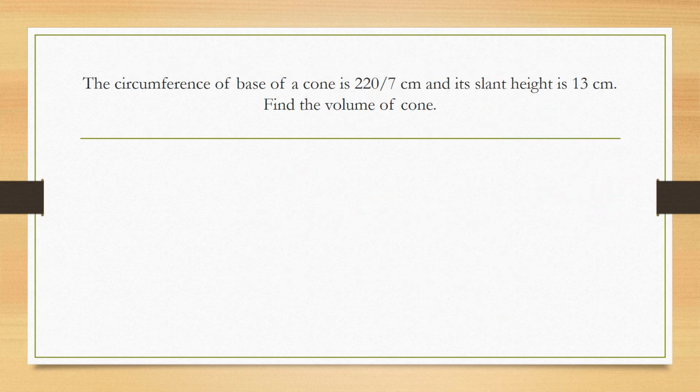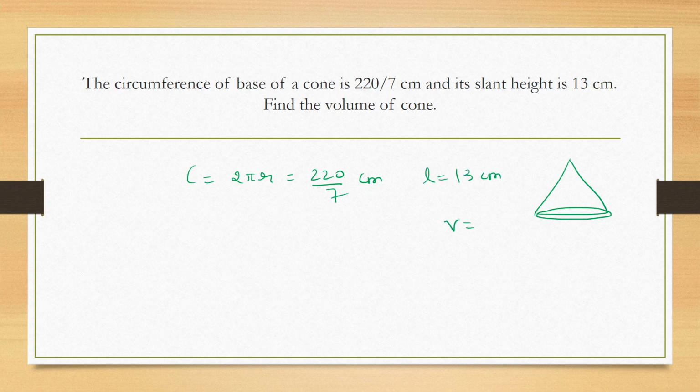Here the circumference of a base of a cone. Do you know? Cone has a circular base. So circumference will be 2 pi r. That is given to us 220 by 7 centimeter. Slant height is also given to us. What we are supposed to find out? Volume. But for volume, I must be having R as well, and then H. Correct? So L we have, R we can find out from here, and then H will be, because L square is equal to R square plus H square.